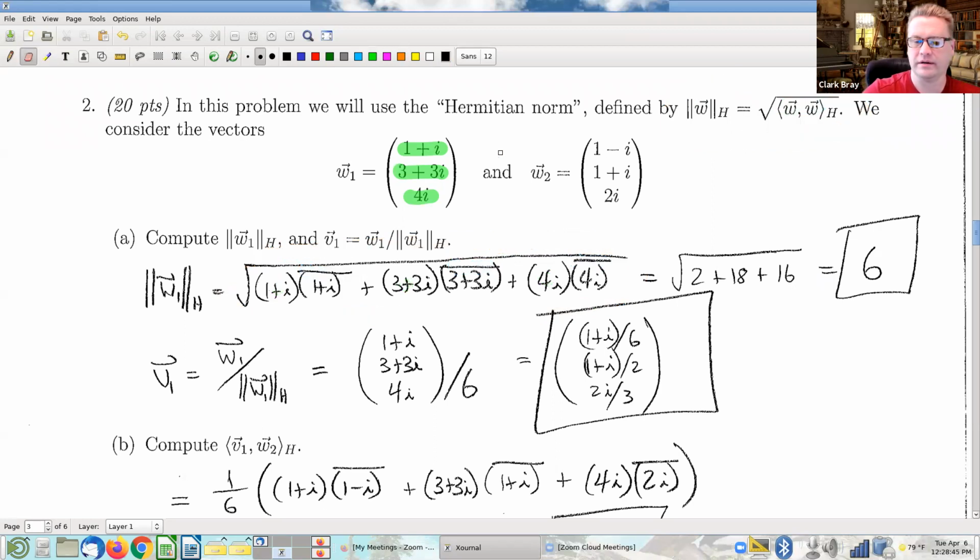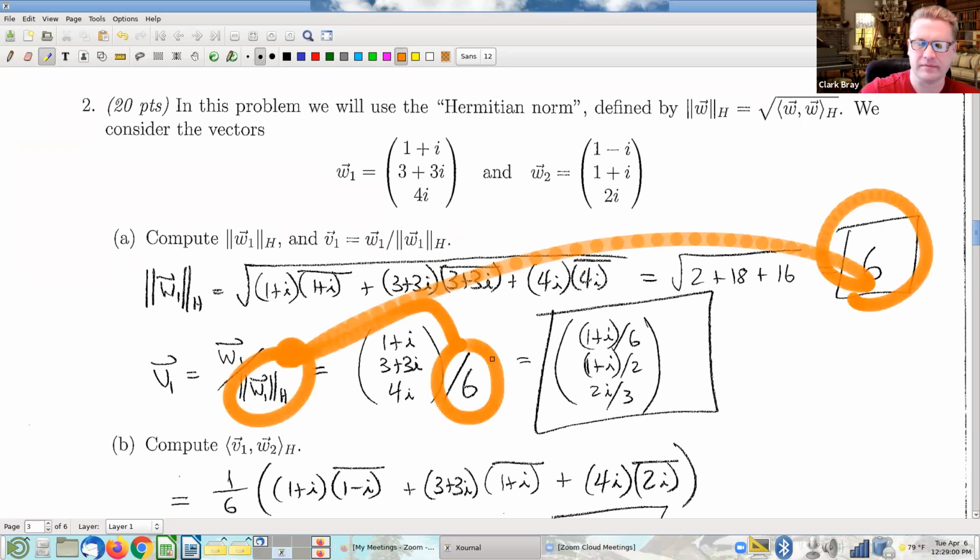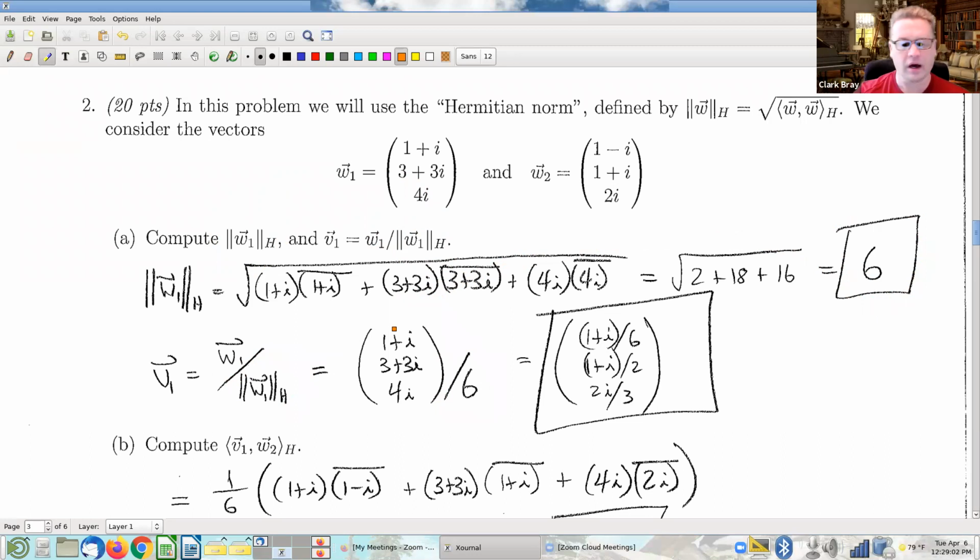Then the next thing the question wants us to do is divide W1 by the Hermitian norm we just computed. That's easy, of course, just dividing by 6. Nothing to it.